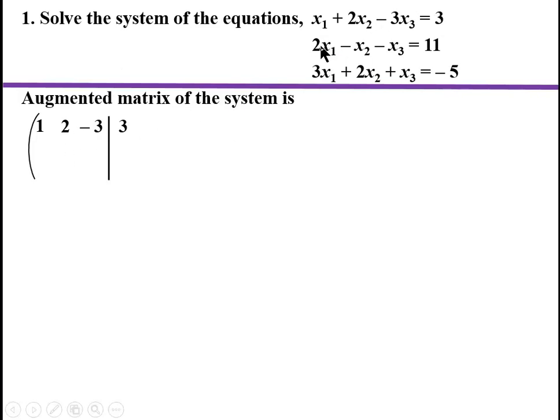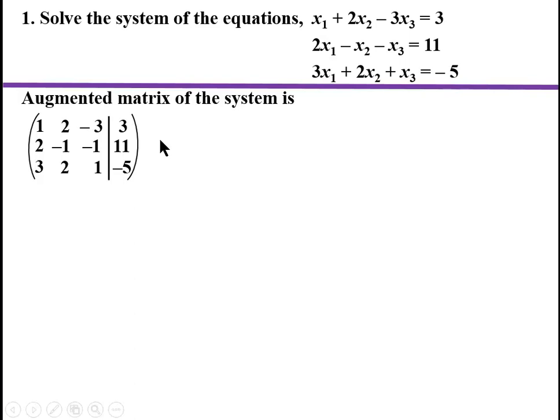We go to the second equation to form the second row. The coefficients there are 2, -1, -1, and the constant is 11. The third equation, we use the coefficients of the third equation to get the third row. So we have 3, 2, 1, and the constant there is -5. So we have generated the augmented matrix.